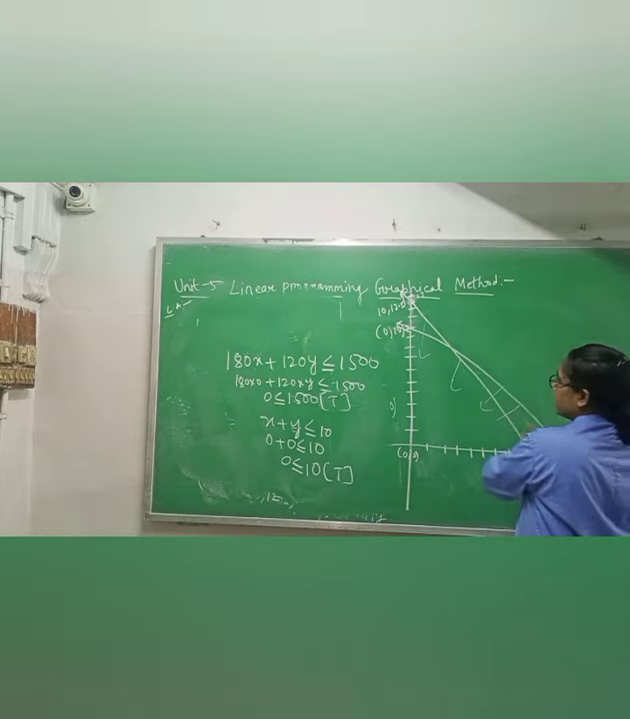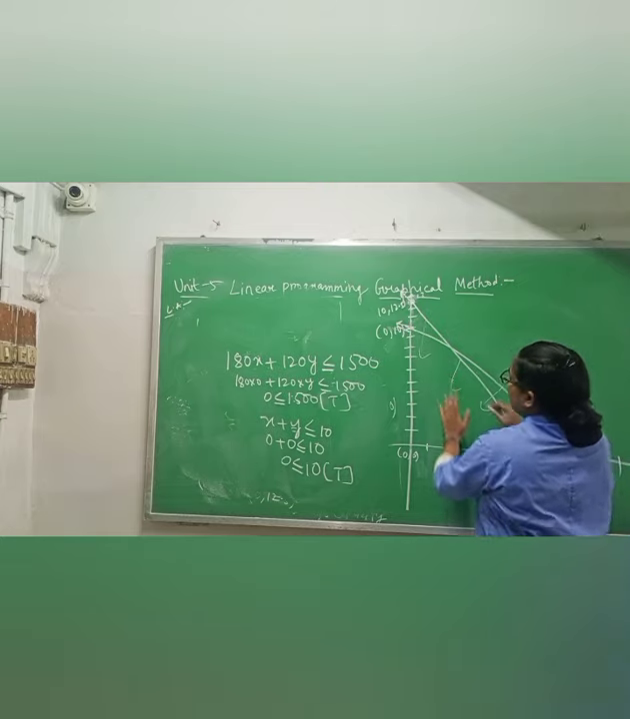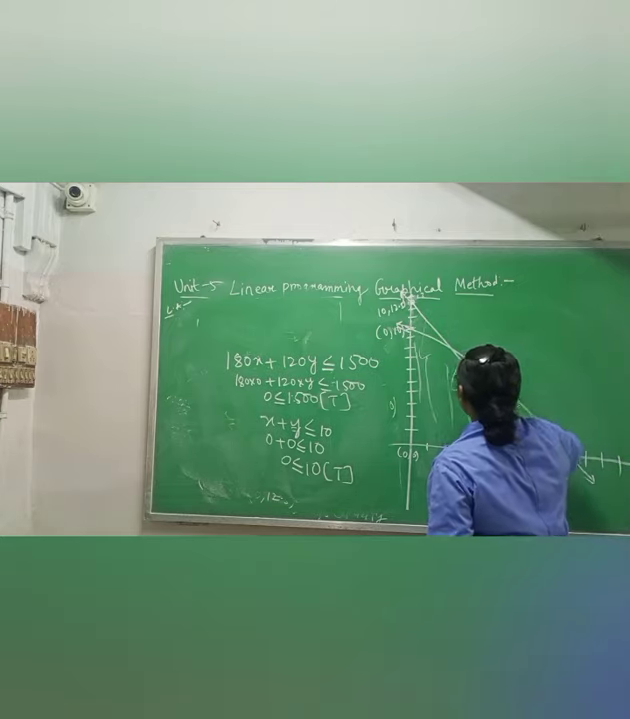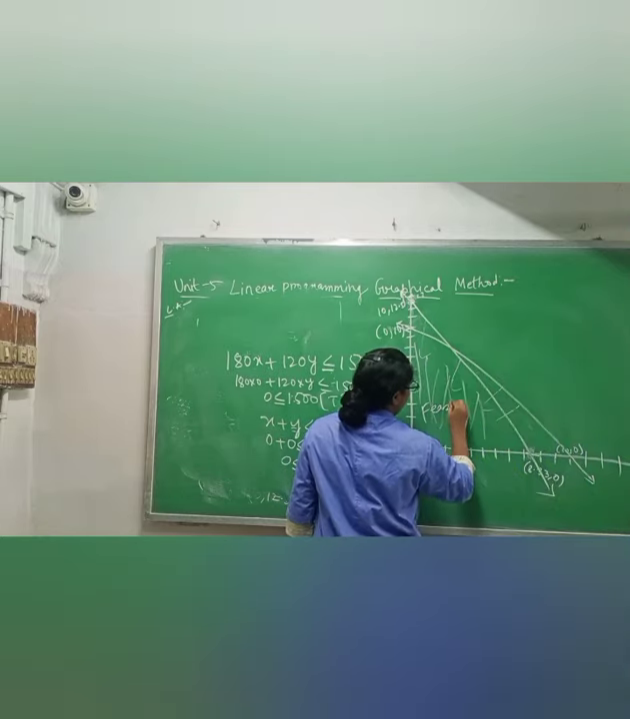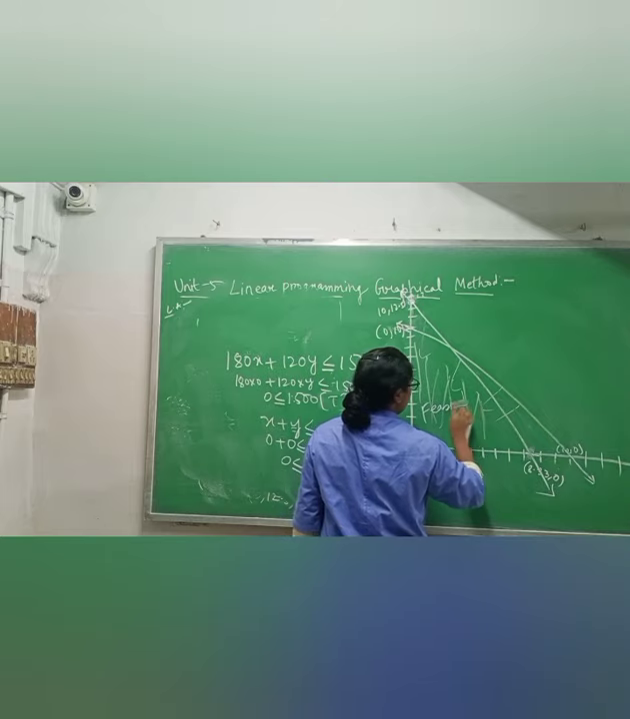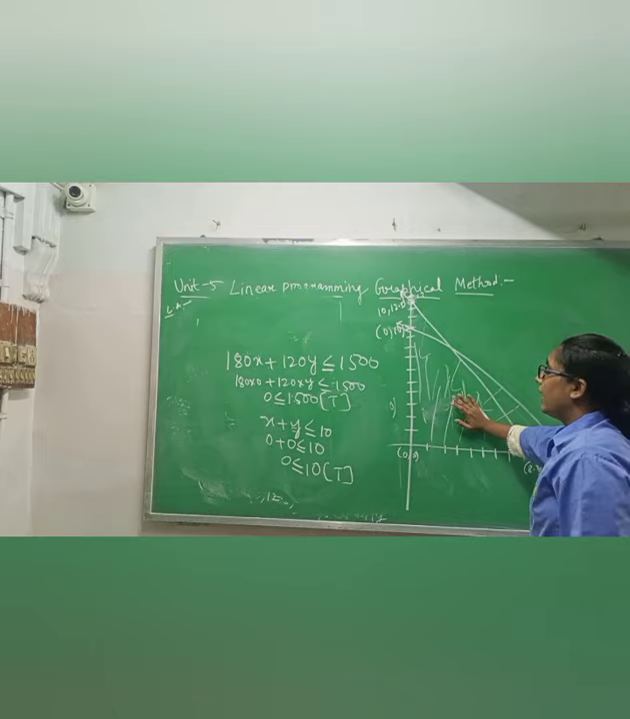We will not be able to take this one and this one because this is not included in this part. Only this region will be the feasible region. Okay, this one is a feasible region. Why am I finding the feasible region? Because they are telling you to find the feasible region. Just write feasible region here.